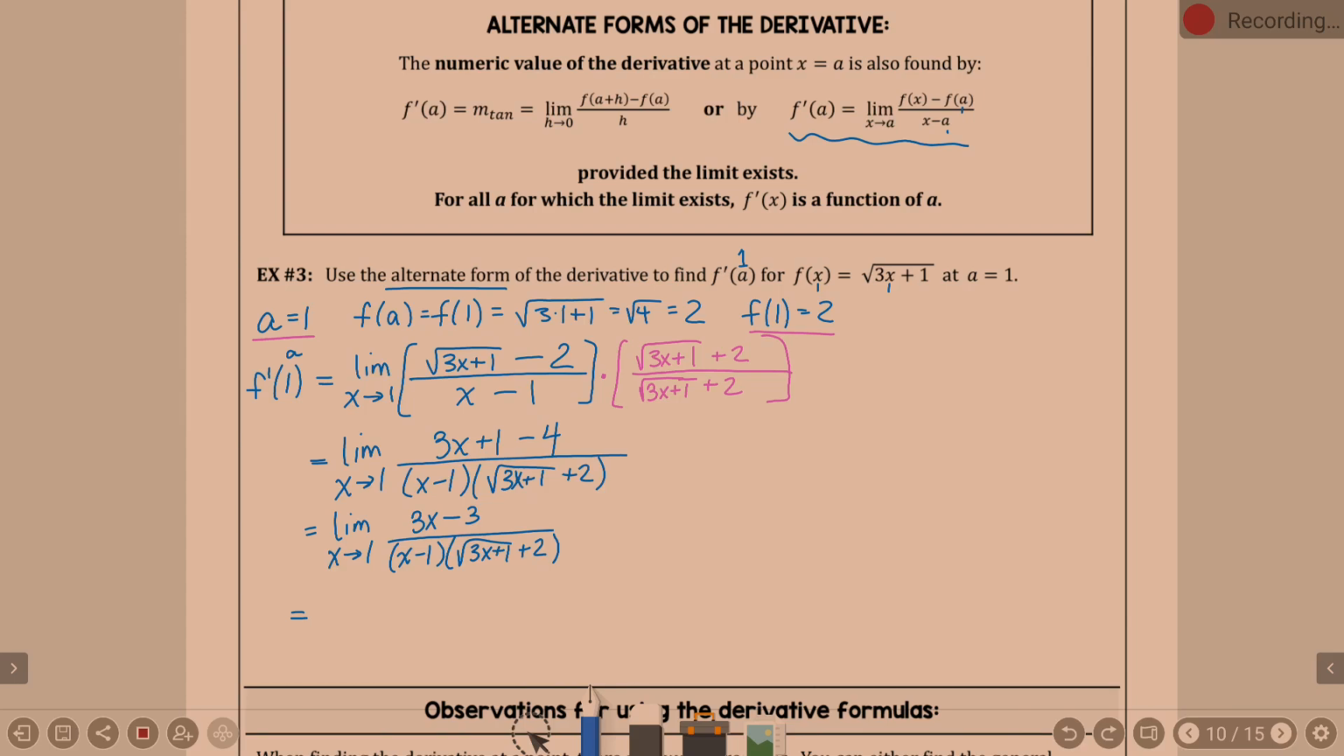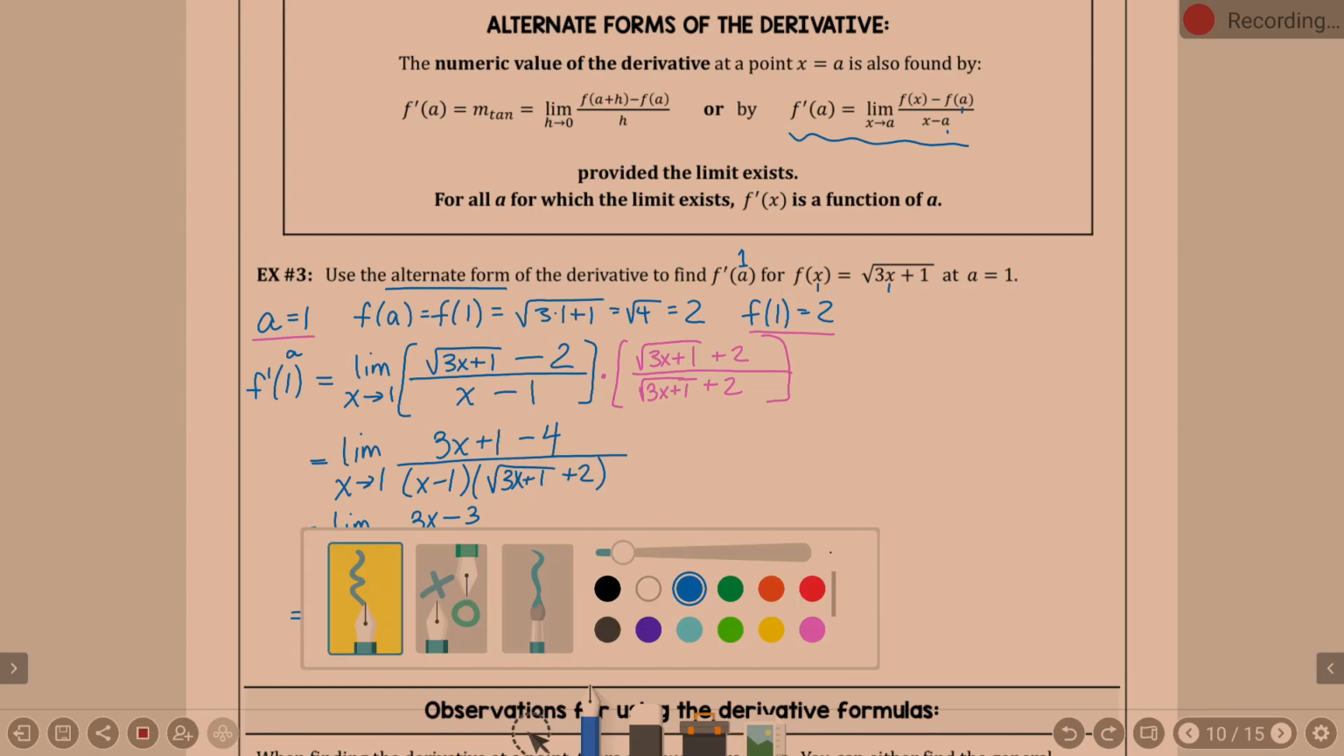We can take the 3 out. I forget what that's called, but you see I know exactly what you were talking about. I was hoping someone would see it. On top, there's a GCF of 3. So let's factor out the GCF. Notice I'm still writing limit every stinking time, right? So we factor out the 3. And what's in parentheses then? X minus 1. Over my denominator, x minus 1 times square root of 3x plus 1 plus 2.